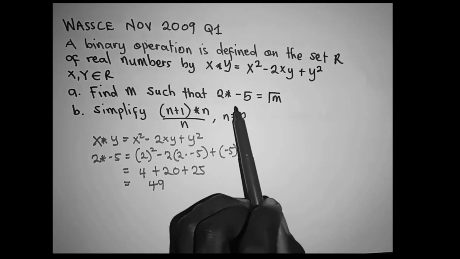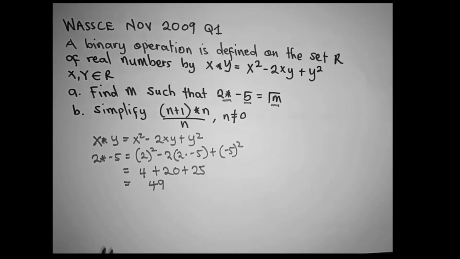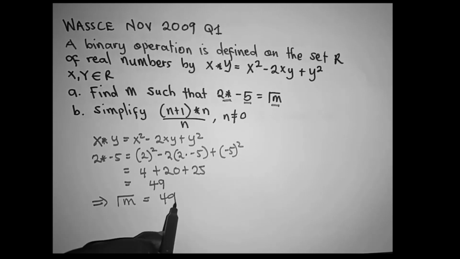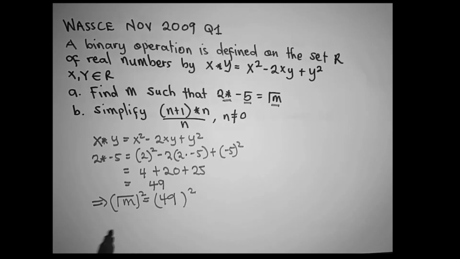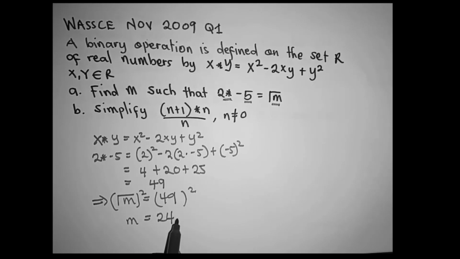But he says that 2 operation minus 5 equals root m. So we'll then take this result and equate it to root m and find m. So this implies that root m equals 49. So we square both sides of the equation and find m. So m equals 49 squared, which is 2,401. That is the value of m.